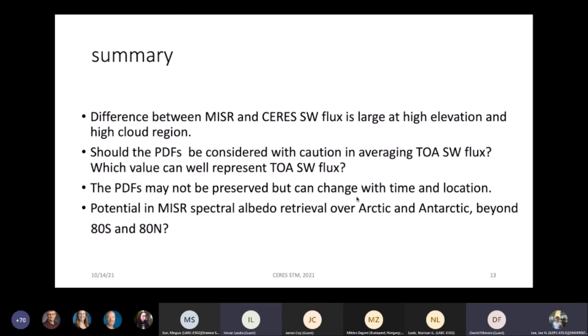So as a summary, I'd like to throw a couple of questions rather than answers. The difference between MISR and CERES shortwave flux is large at high elevation and high cloud regions, and should the PDFs be considered with caution in averaging TOA shortwave flux? And then, which value can well represent TOA shortwave flux? PDFs may not be preserved, but can change with time and location. And is there some potential in MISR spectral albedo retrieval over the Arctic and Antarctic beyond 80 degrees? Because they may be quite useful.